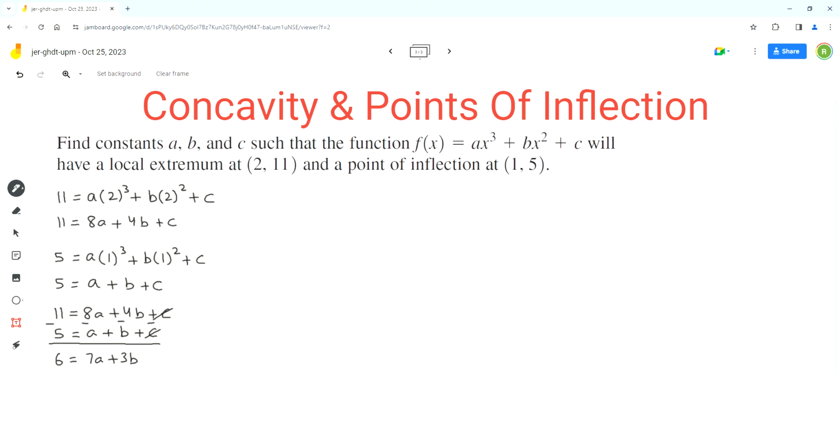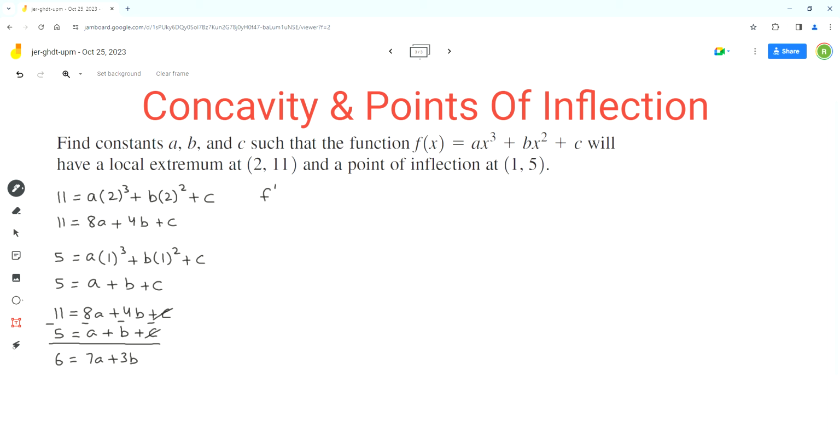Now we're also given that (1, 5) is a point of inflection. So we know at a point of inflection, the second derivative is equal to 0. So we now have to find the derivative of the given function f(x). We'll first find the first derivative and then the second derivative.